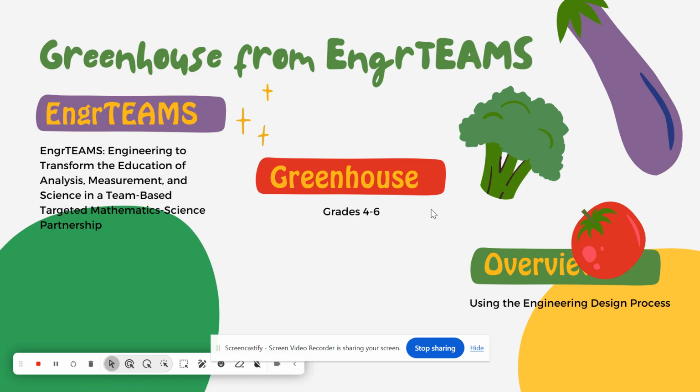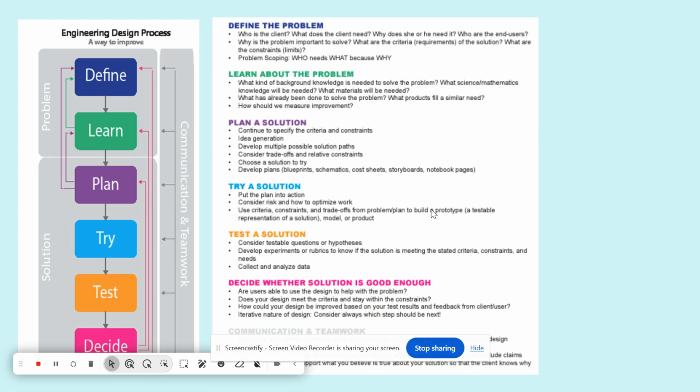All right, so I used the greenhouse from the Enger teams. It was for grades 4 through 6, and it really relies heavily on using the engineering design process. I chose this one. I used to teach 4th grade science, so I just thought that was a curriculum or standards that I would be a little bit more familiar with. And then I really liked that it was based out of Minnesota, which is where I live.